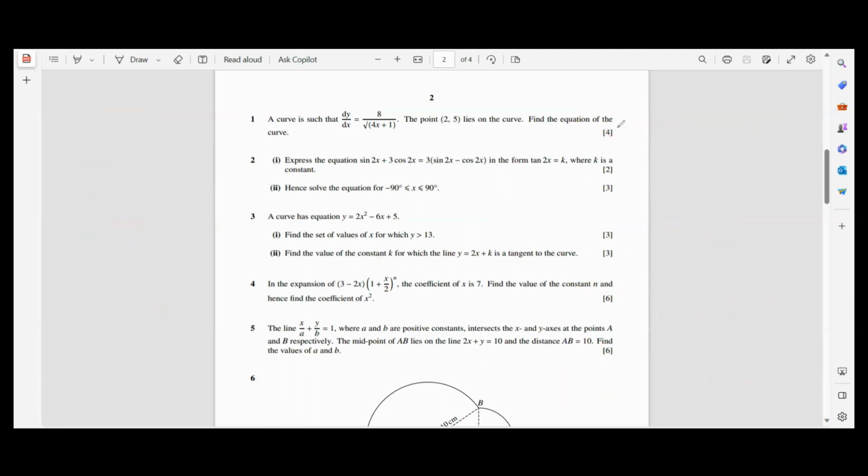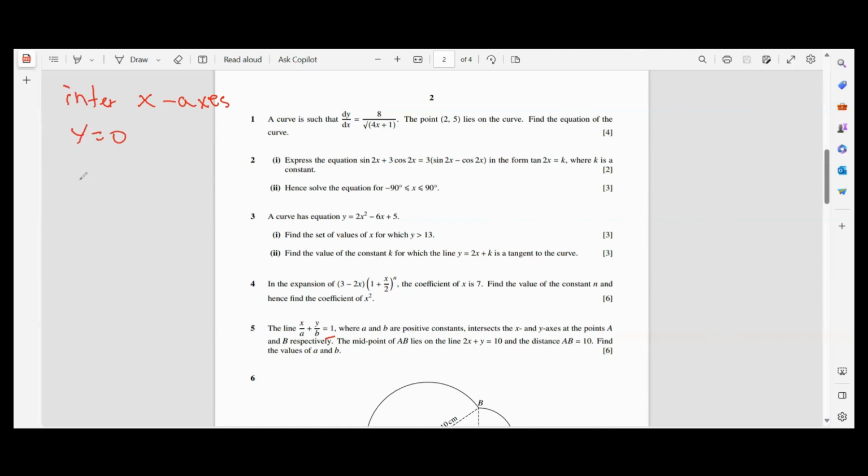Number 5, it says that we have this line. It intersects the x and y axes at the points A and B. And then the midpoint of this line and the distance are given; find the values of A and B. Okay, if we say intersection with the x-axis, it means y equals 0.